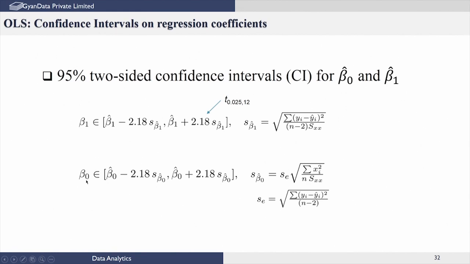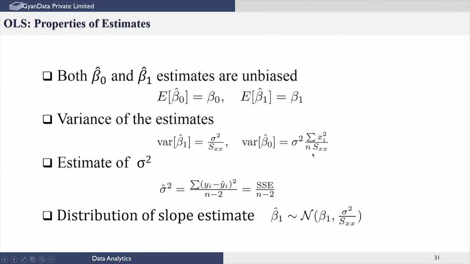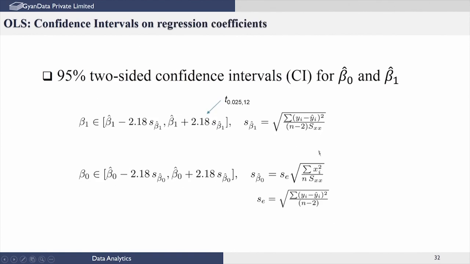Similarly, you can construct the 95% confidence interval for beta naught from its variance. So, we are doing the same thing, beta naught hat plus or minus 2.18 times the standard deviation of beta naught hat estimated from data, which is what we call S beta naught hat. Remember, S beta naught hat is the square root of sigma hat squared, estimated from data, multiplied by sum of xi squared divided by n times SXX, which is nothing but the square root of what we have derived earlier, with sigma squared replaced by the estimated quantity. That is all these two terms represent, S beta 1 hat and S beta naught hat.